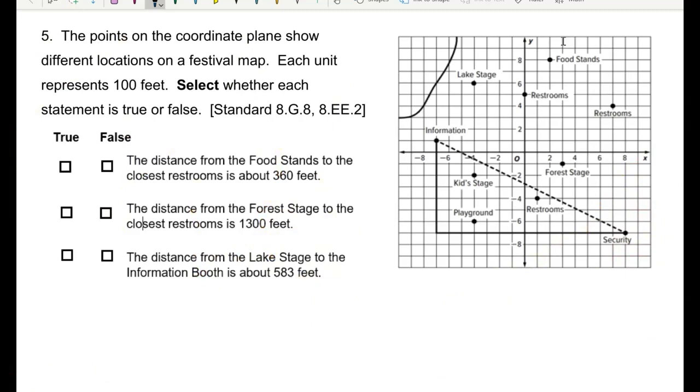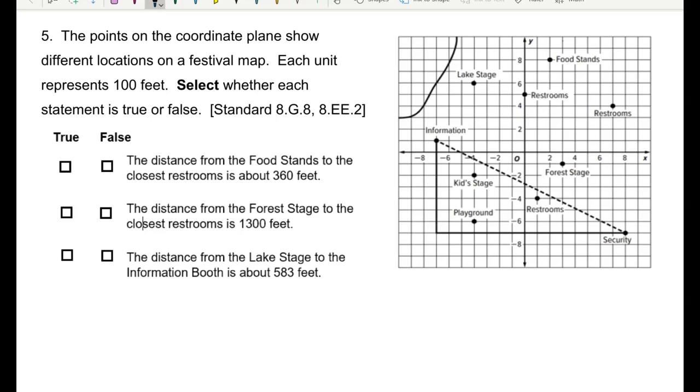We are on problem 5 of the chapter 5 practice test. Again, this is a test for 8th grade students. Number 5, you can earn 5 points. The points on the coordinate plane show the different locations on a festival map. Each unit represents 100 feet. Select whether each statement is true or false.